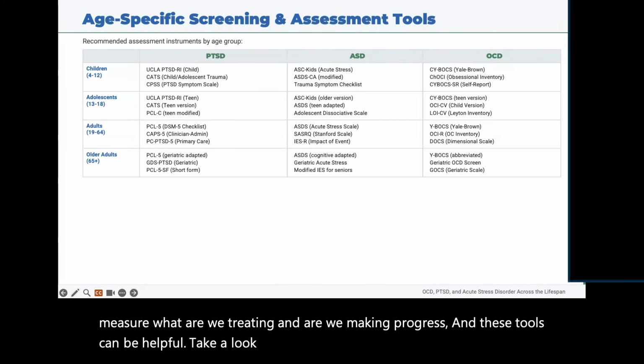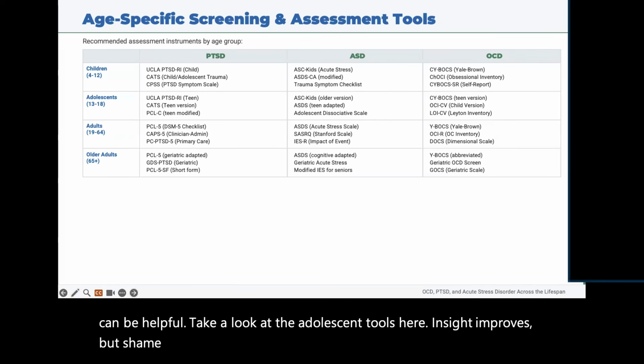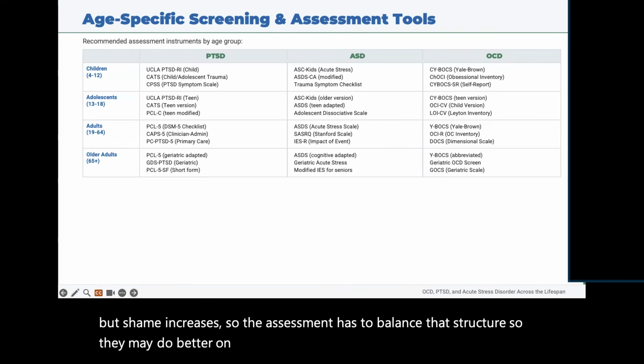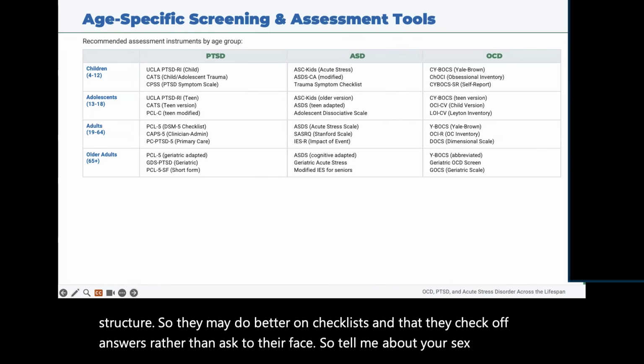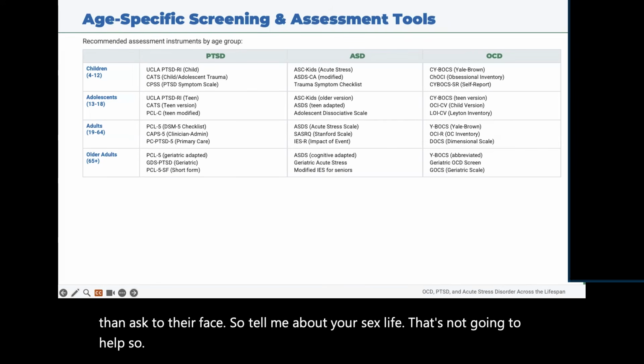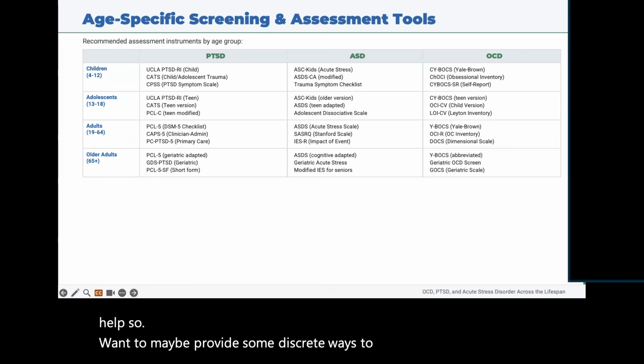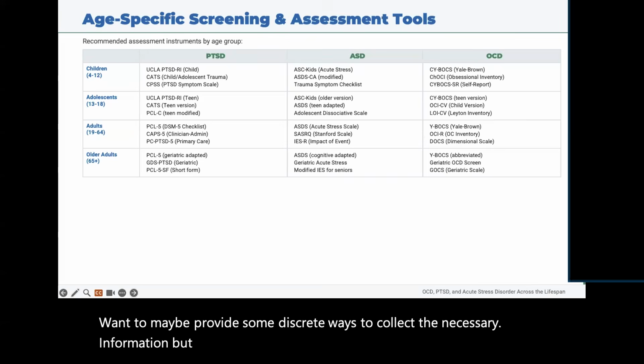Take a look at the adolescent tools here. Insight improves, but shame increases. So the assessment has to balance that structure. So they may do better on checklists, where they check off answers rather than being asked to their face, tell me about your sex life. That's not going to help. So you want to maybe provide some discrete ways to collect the necessary information. But the most popular one is this adolescent dissociative scale when they have these symptoms dominating.